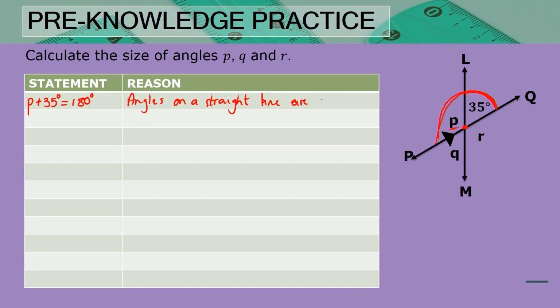The reason for this is that angles on a straight line are supplementary, or they add up to 180 degrees. Remember, when we are writing, we have to state a reason and an answer. So we are saying that P plus 35 is 180 degrees. Why? Because angles on a straight line are supplementary. Now, using the additive inverse of 35, we say 180 degrees minus 35 degrees, and that gives us a value for P as 145 degrees.